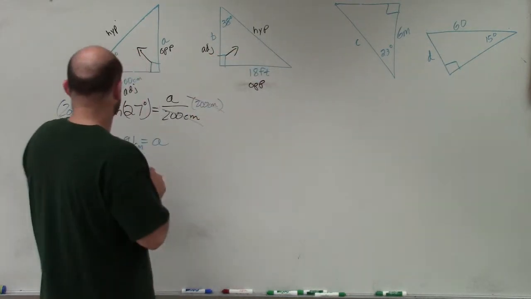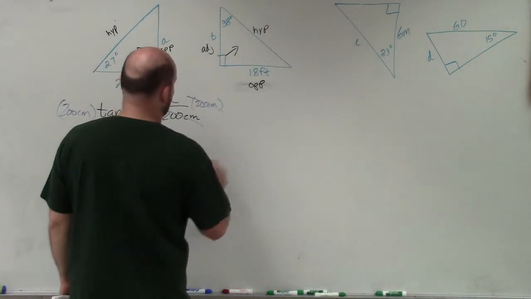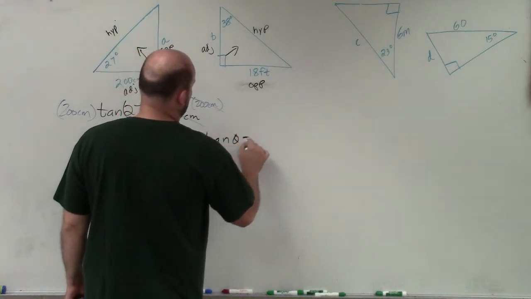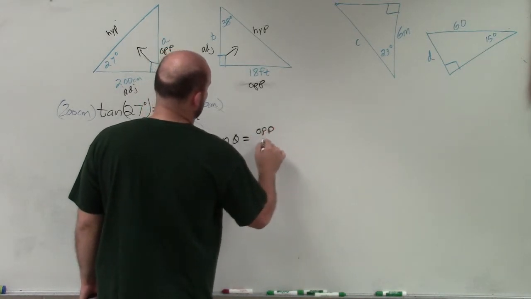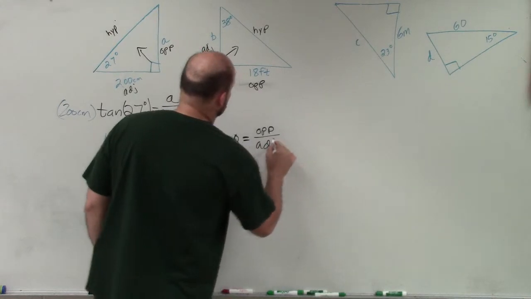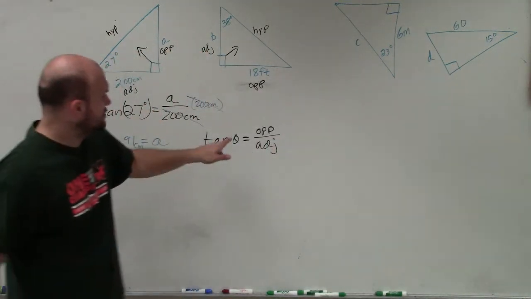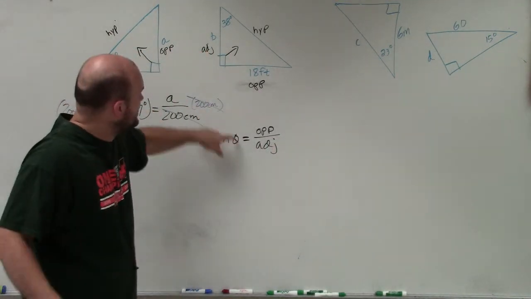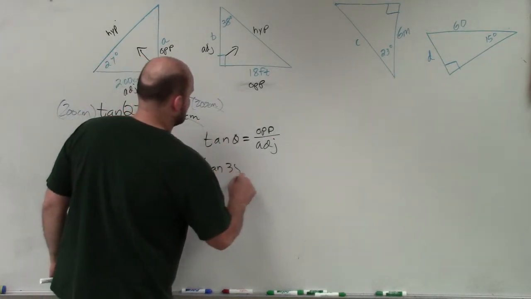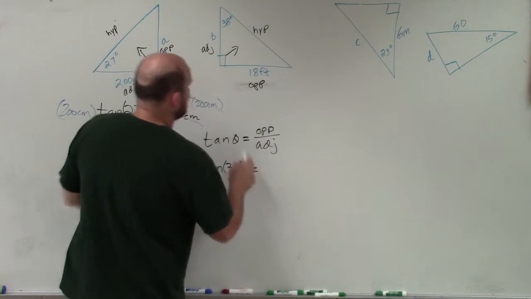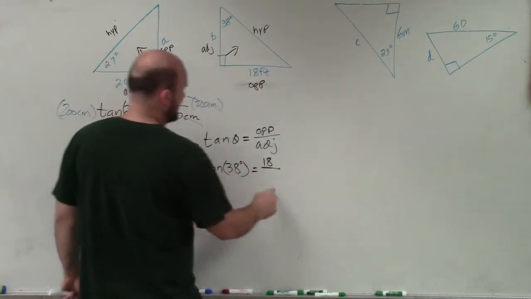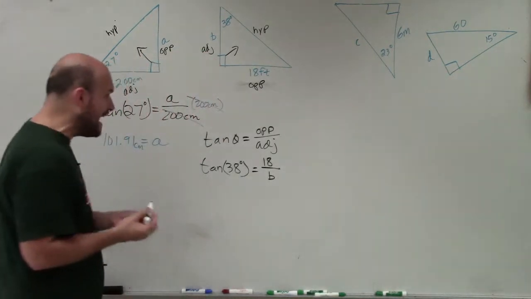So again, I'm going to write the tangent. Actually, I should do tangent of theta equals opposite over adjacent. I should have written this down for the last one, but I didn't. Let's plug in what we have. We have our theta, which is 38 degrees. So the tangent of 38 degrees is equal to my opposite side, which is 18, over my adjacent side, which is B. Now I need to solve for B.